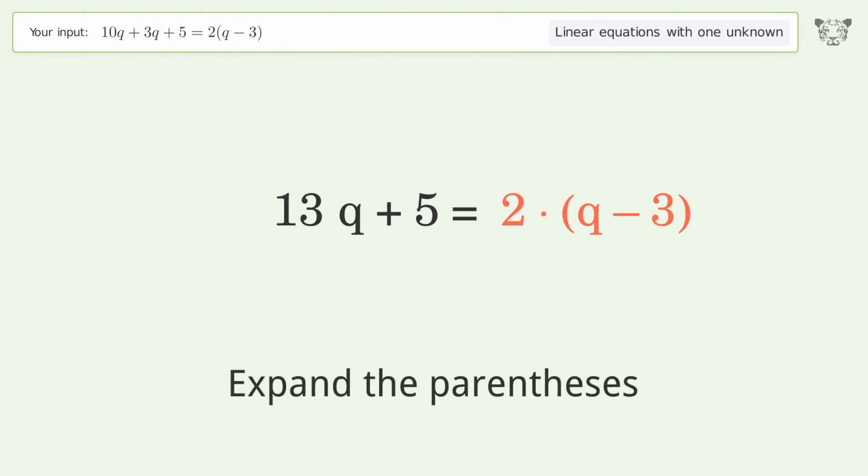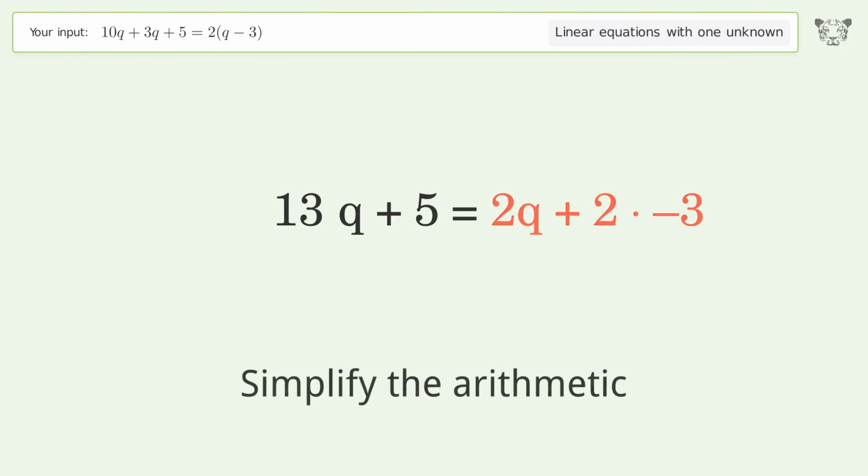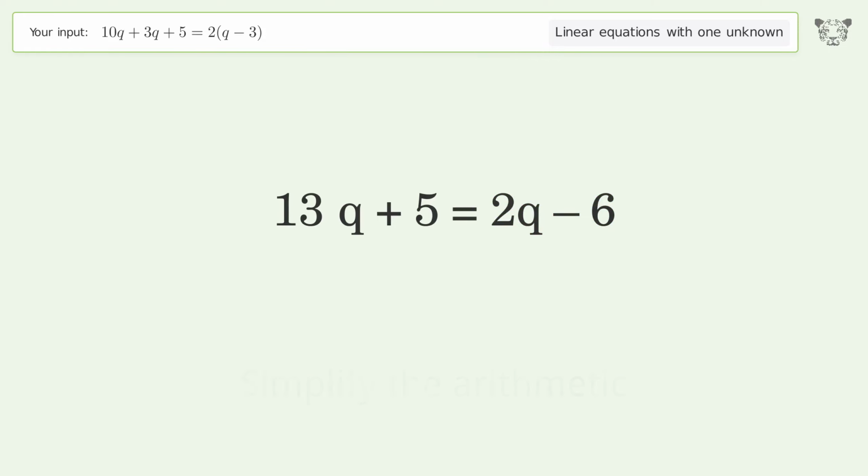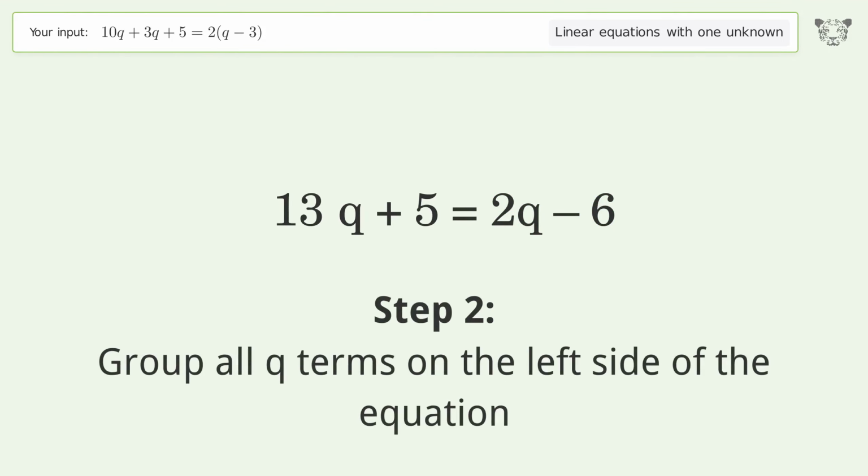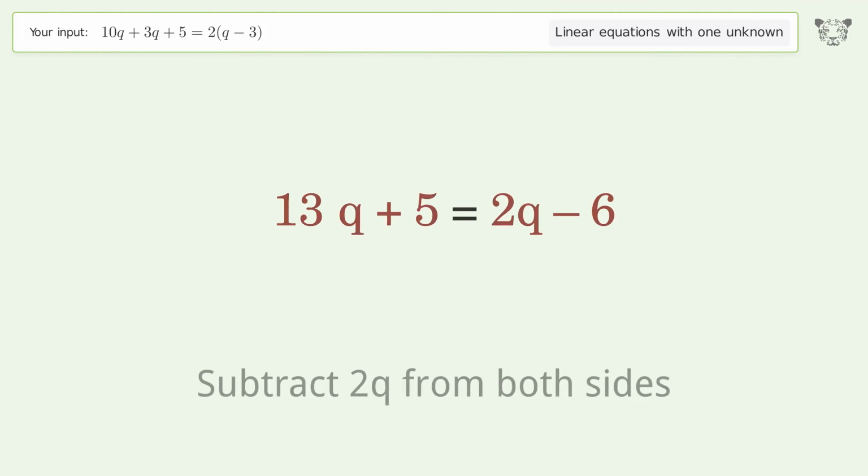Expand the parentheses. Simplify the arithmetic. Group all q terms on the left side of the equation. Subtract 2q from both sides.